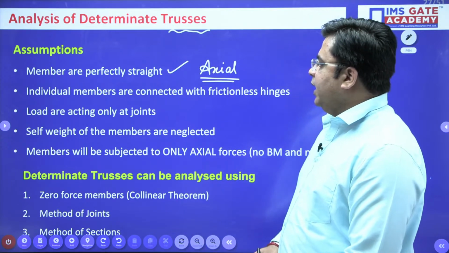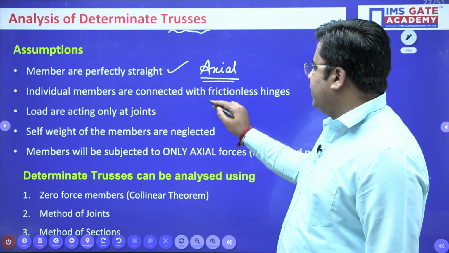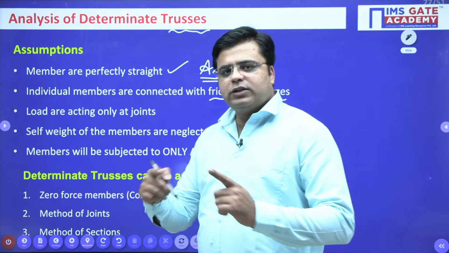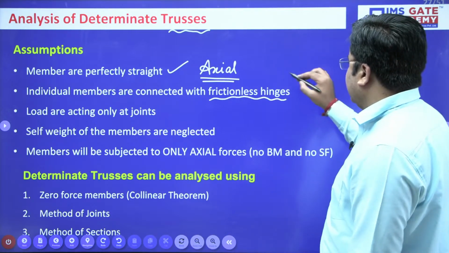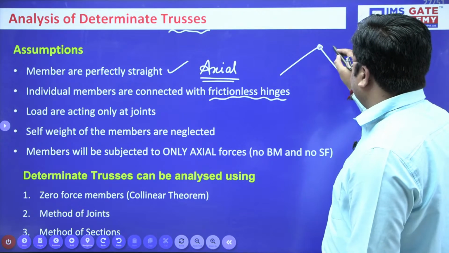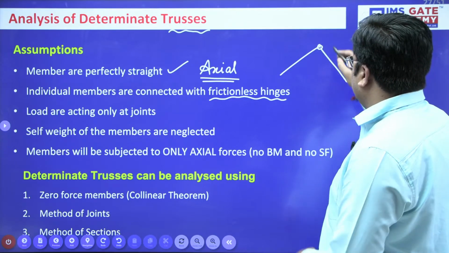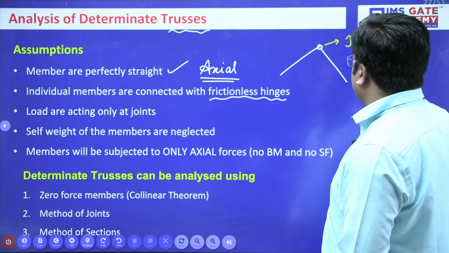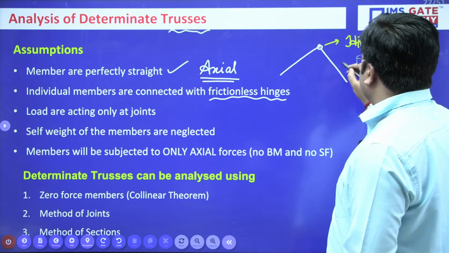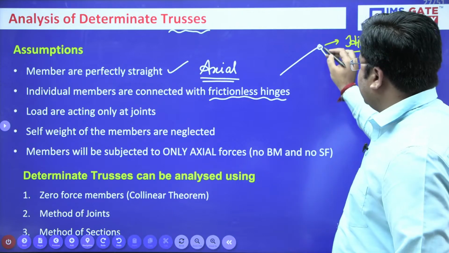Next, individual members are connected with frictionless hinges. As I've already told you, all these members are connected by frictionless hinges. If you talk about the connections present in the truss, these are your frictionless hinges through which your truss members are connected.